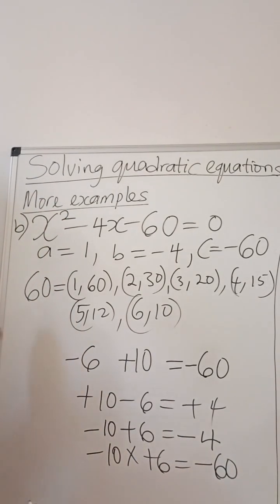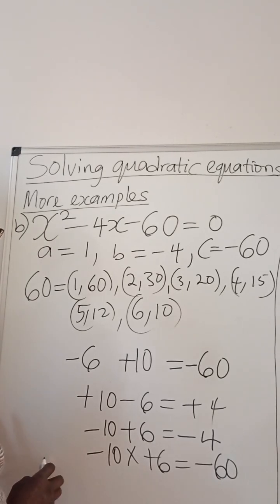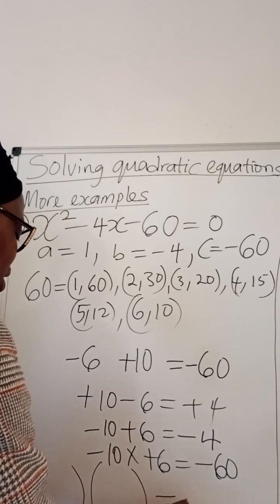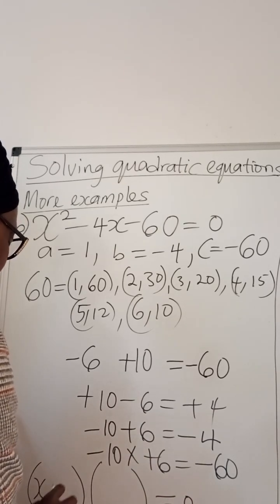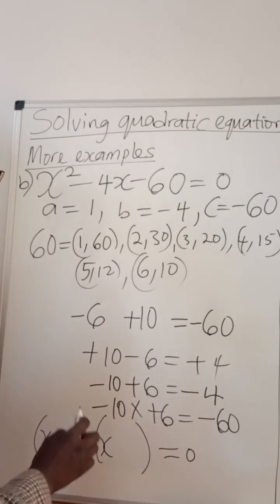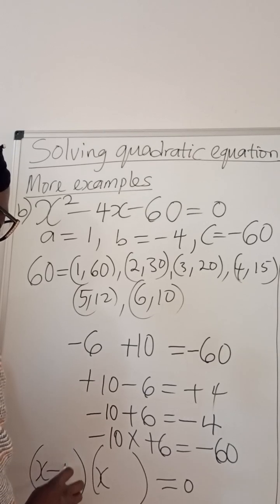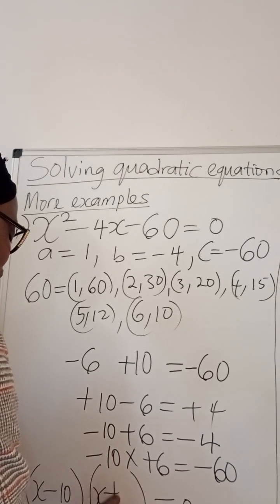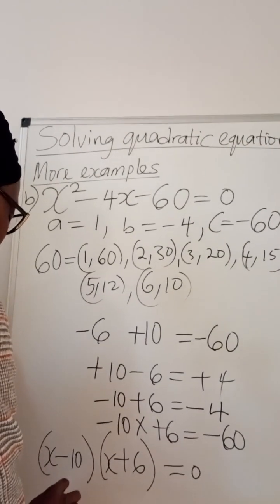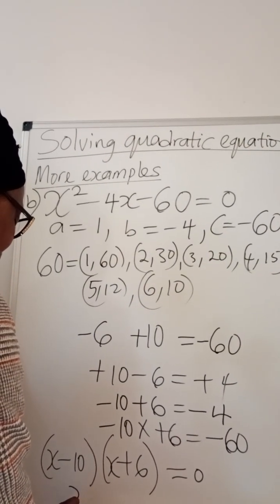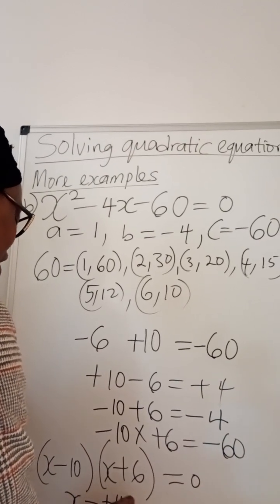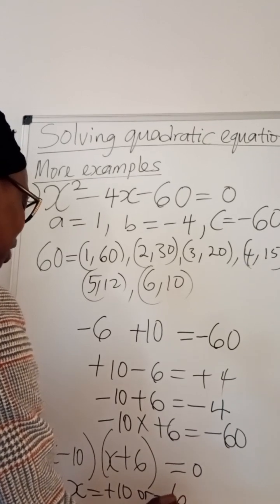So if we're going to use the fastest method, we just need to open a bracket, close it, open another bracket, close it, equals 0. Try to put the variable in each of the brackets. So since the factors are minus 10 plus 6, we have minus 10 here, we have plus 6 here, and the solution for this quadratic equation, or the value of x, are x equal to plus 10 or minus 6.